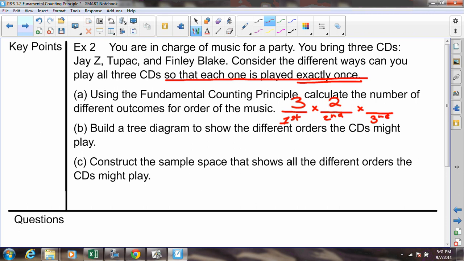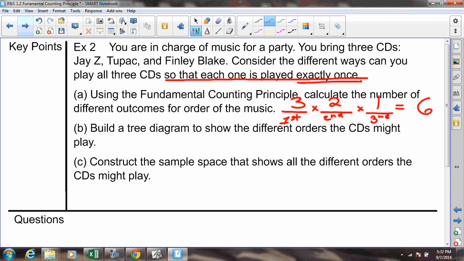And for the third one, then, we're kind of forced to play whatever else we've got left. By the fundamental counting principle, 3 times 2 times 1 equals 6 different orders. In part B, when we create our tree diagram, there should be 6 branches on it when we're done.